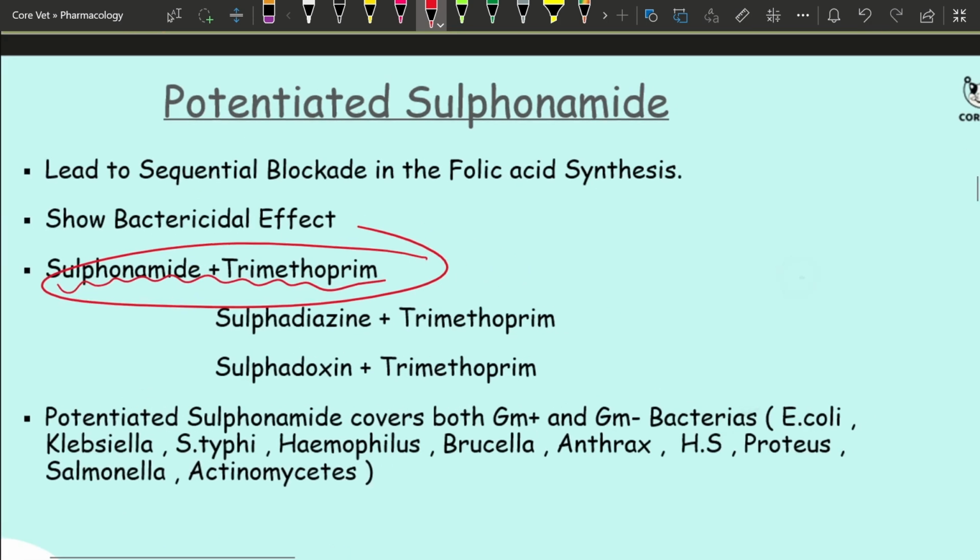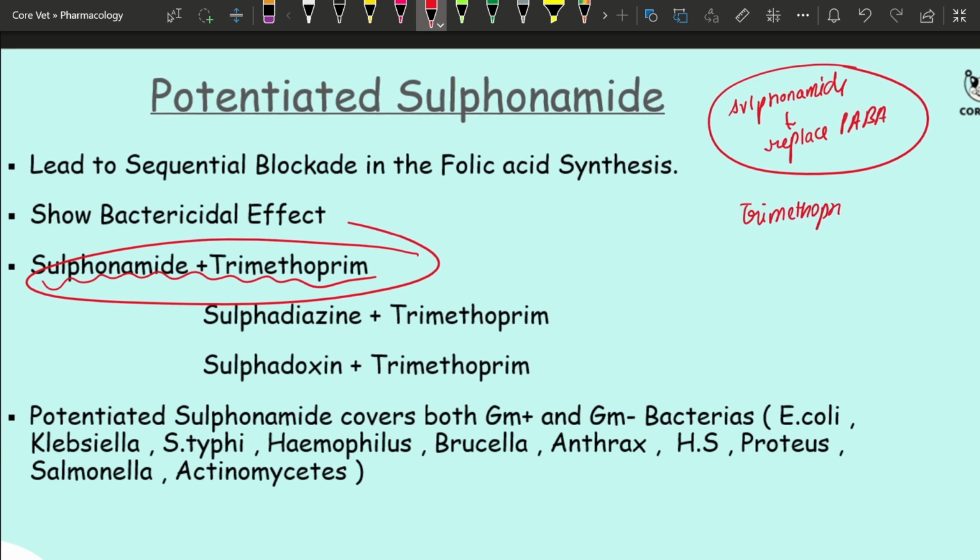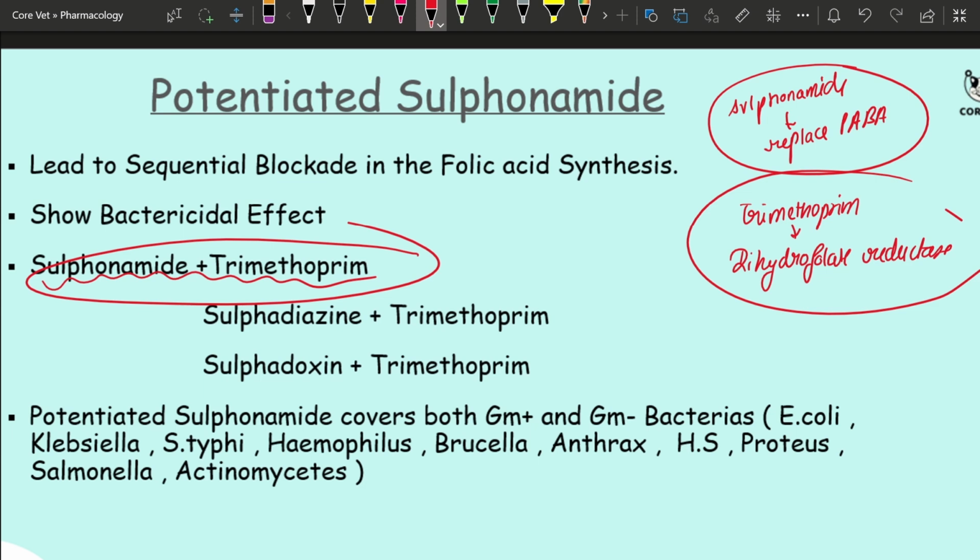Why? We know that sulfonamide replaces PABA, because they are structural analogs of each other, right? And the trimethoprim will inhibit dihydrofolate reductase. So the trimethoprim inhibits the dihydrofolate reductase, and the sulfonamide replaces the PABA. So what we get is a sequential blockade of the folic acid synthesis.